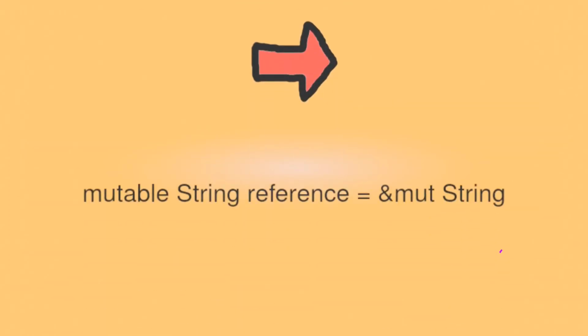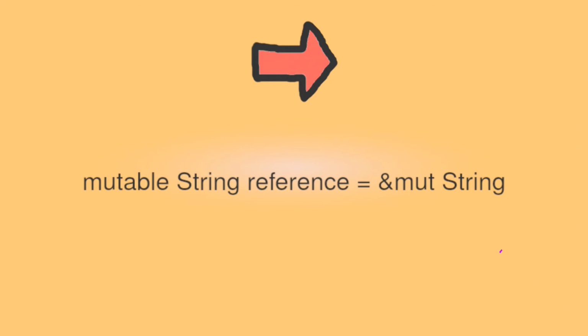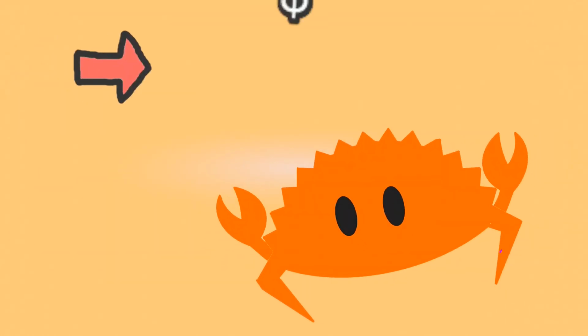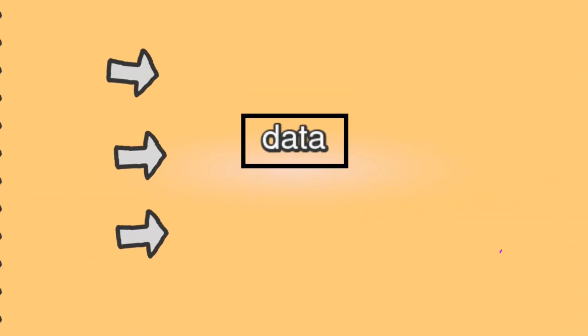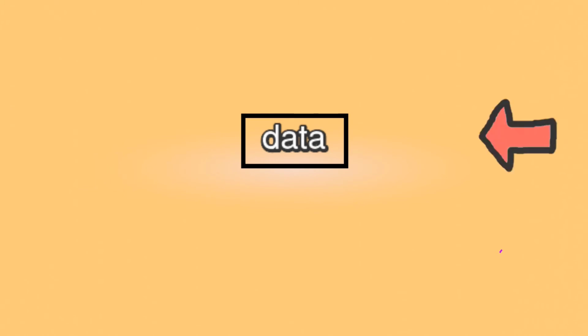The type of the mutable reference, similarly to the immutable one, is an ampersand, followed by the mut, followed by the type it points to. This ensures that the program works. However, mutable references come at a price. You can have either any number of immutable references, or just one mutable reference.